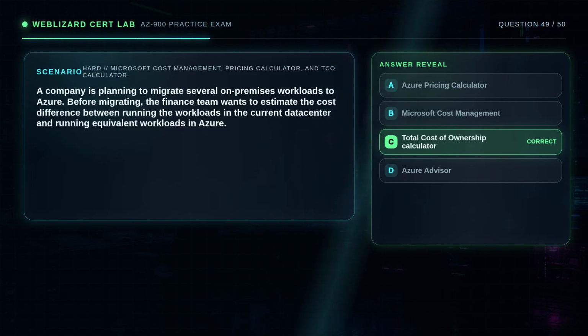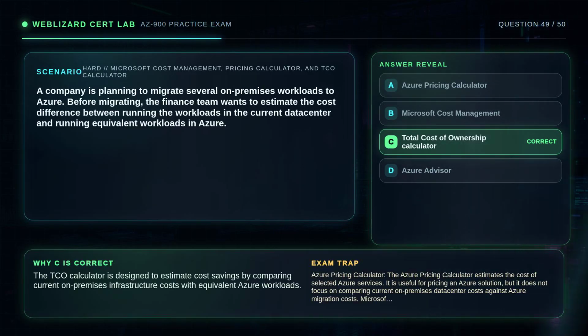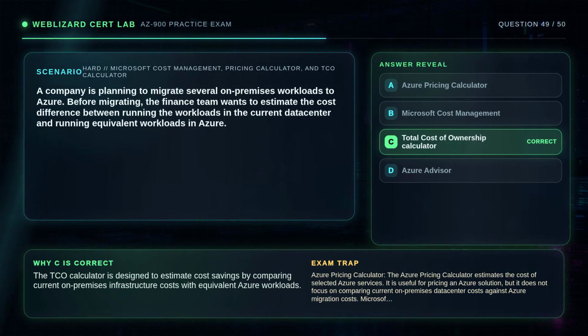The correct answer is C. Total Cost of Ownership Calculator. The TCO calculator is designed to estimate cost savings by comparing current on-premises infrastructure costs with equivalent Azure workloads. Azure Pricing Calculator. The Azure Pricing Calculator estimates the cost of selected Azure services. It is useful for pricing an Azure solution, but it does not focus on comparing current on-premises data center costs against Azure migration costs.